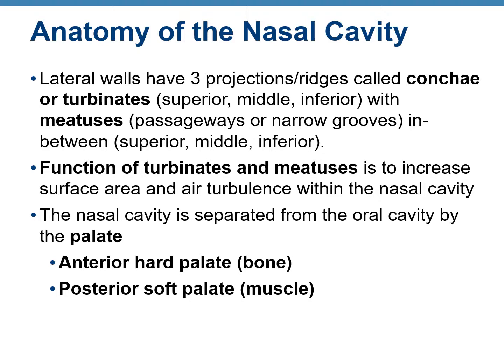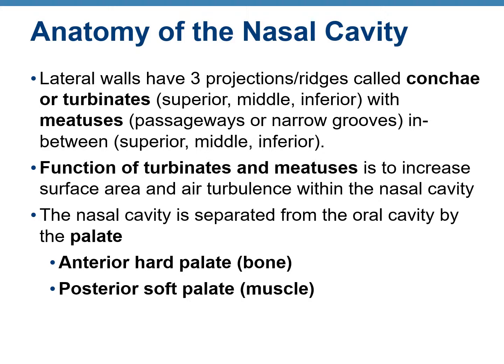Continuing with the anatomy of the nasal cavity, the side walls of the nasal cavity, if you think of it as a room, have hills and valleys. The hills are the ridges, we call them conchae or turbinates. There are three ridges: superior conchae, middle conchae, and inferior conchae. And the valleys between these ridges, that means the grooves, are anatomically known as meatuses. These are passageways. And there is a superior meatus, a middle meatus, and an inferior meatus.